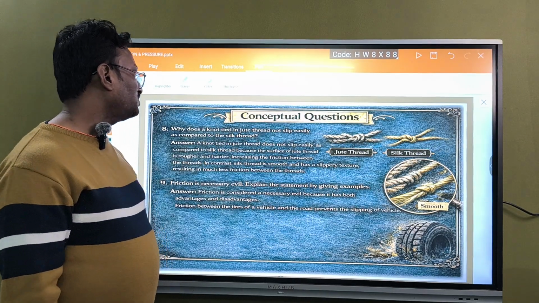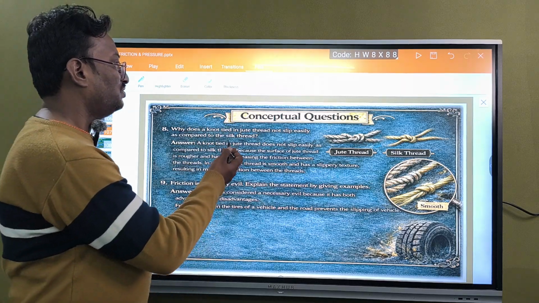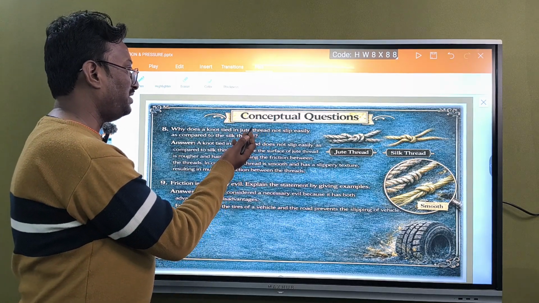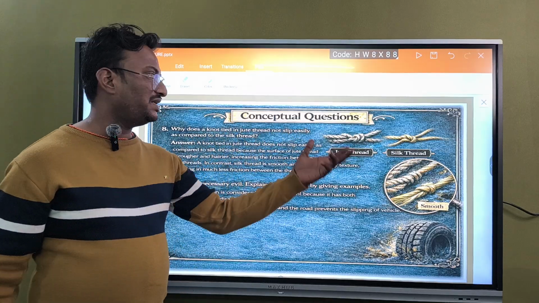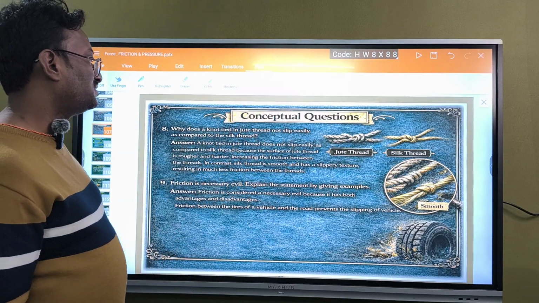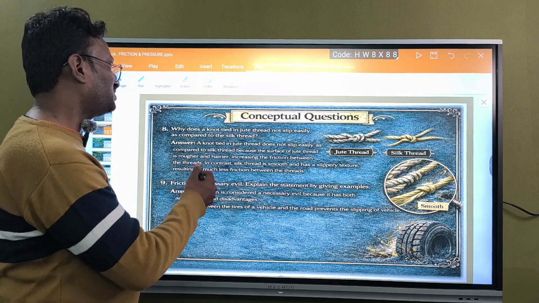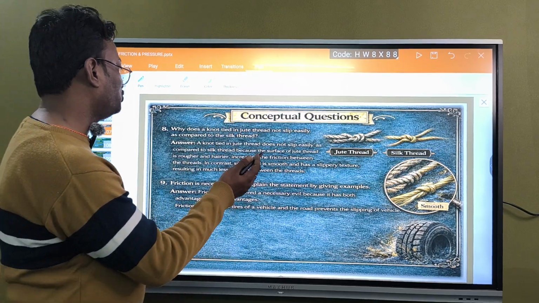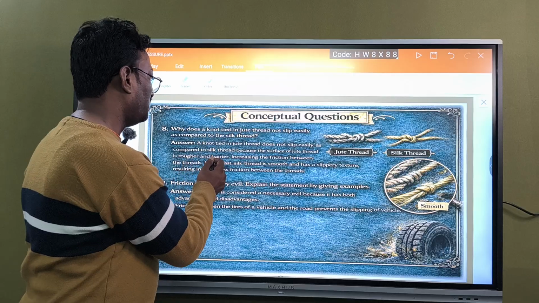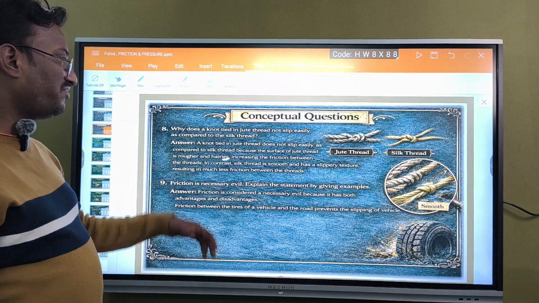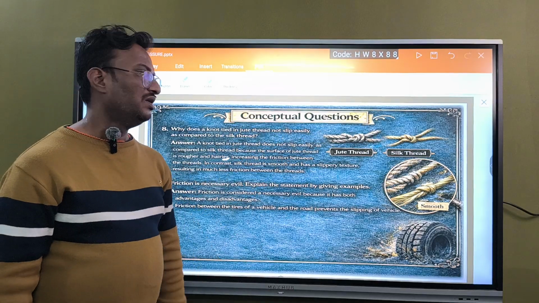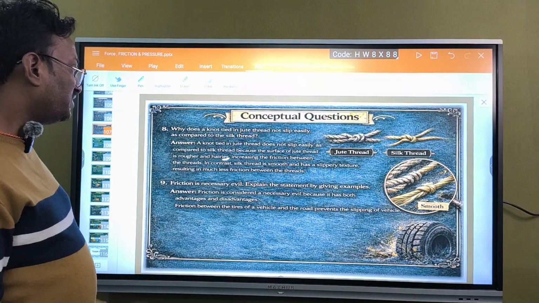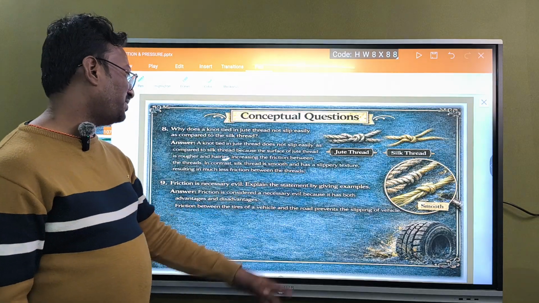Why are knots tied in jute thread not slippy easily compared to silk? We have already studied this concept. Because, as compared to silk thread, the surface of jute thread is rougher and hairier, which increases the friction. Jute surface will increase the friction, silk surface will reduce the friction. That is the reason.